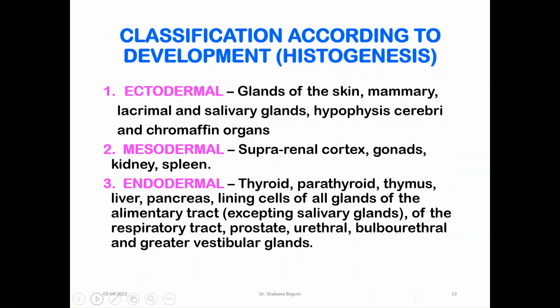Now, classification according to development or histogenesis. We have ectodermal glands, mesodermal, and endodermal glands. Ectodermal glands are glands of the skin, the mammary glands, lacrimal and salivary glands, and the pituitary gland. The mesodermal glands are the kidney, spleen, the gonads, that is the testes and ovary, and the suprarenal cortex. Endodermal glands examples are the thyroid, parathyroid, thymus, liver, pancreas. We have the glands of the alimentary tract, the respiratory tract, etc.